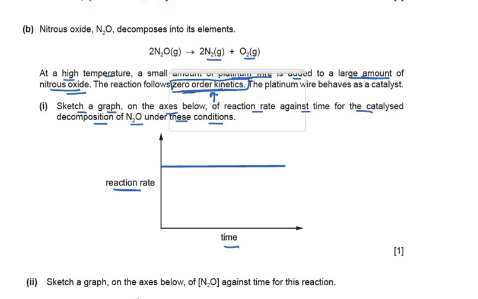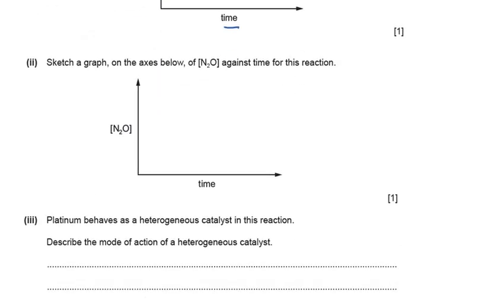Fine. The next sub-question says: sketch a graph on the axis below for the concentration of nitrous oxide against time for this reaction. Now as we know that the reaction is zero order and the concentration of nitrous oxide is going to decrease with the time, so the graph will be going downwards, but it's going to be a straight line, not a curve, because it's zero order. If it had been first order, then it might have gone in a curve like this, but as it's zero order, it's going to be a straight line inclined downwards.